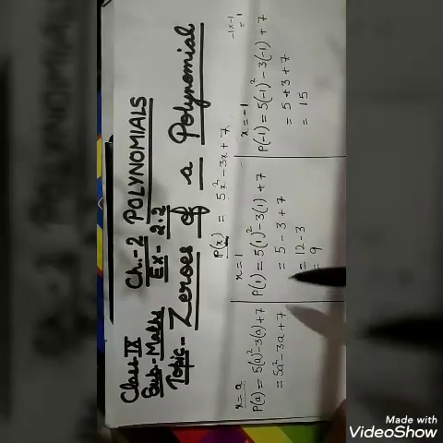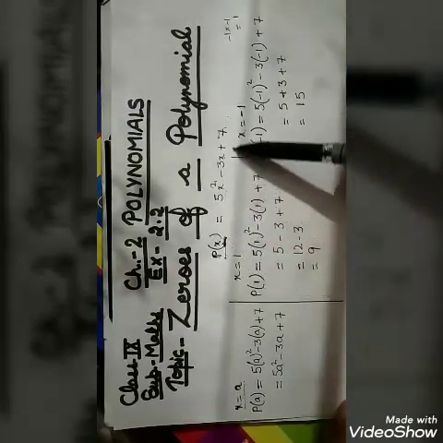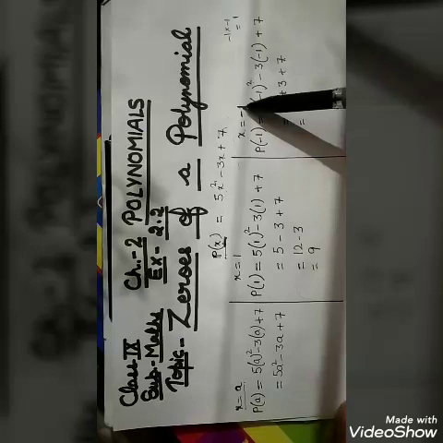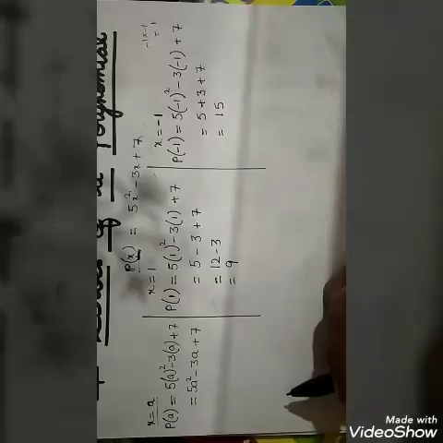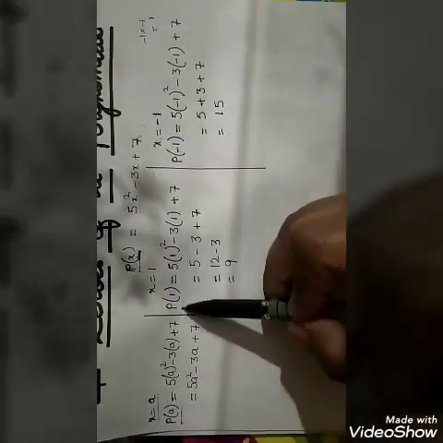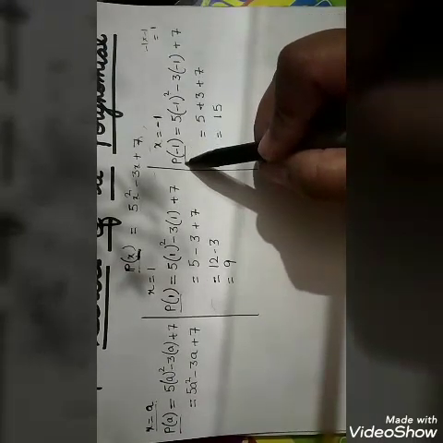So we can find the value of the polynomial at different values of the variable. In this way we denote the value of the polynomial at different values of the variable x.